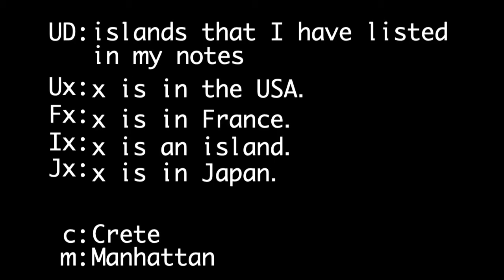Let's take a step back, though, and consider what happens when you're translating to QL. Here's a symbolization key that's like one we might have used in previous weeks. Let the universe of discourse be islands that I have listed in my notes. Let UX mean X is in the USA. Let FX mean X is in France. IX means X is an island. JX means X is in Japan. Little c is Crete, and little m is Manhattan.